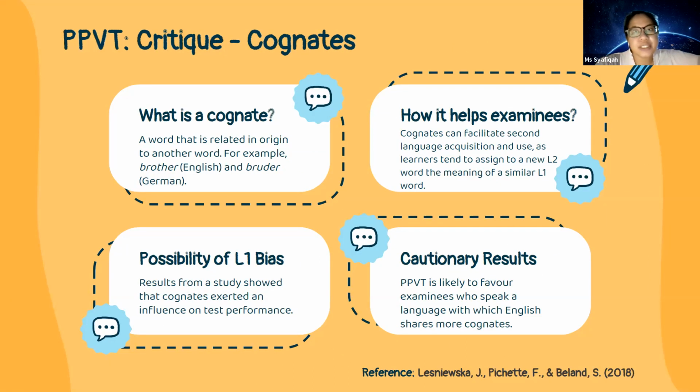What is actually a cognate? A cognate is a word that is related in origin to another word. For example, the word brother in English sounds almost the same and has almost the same spelling as Bruder in German, which also means brother.